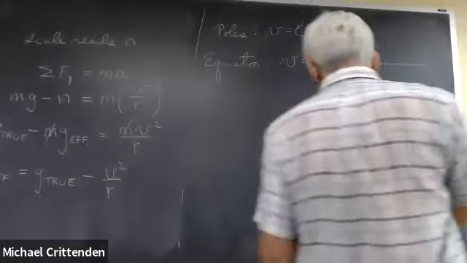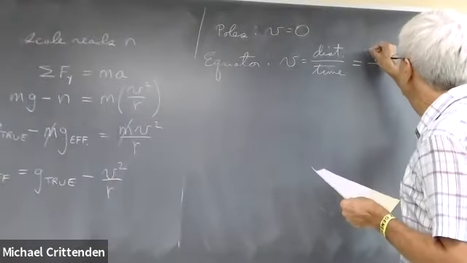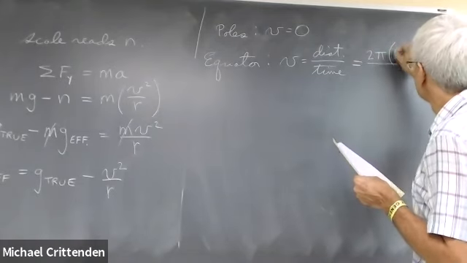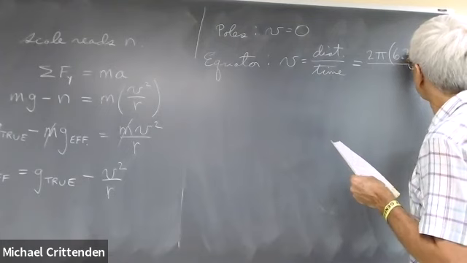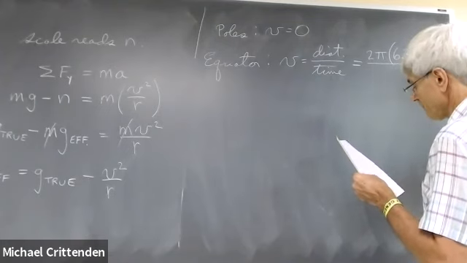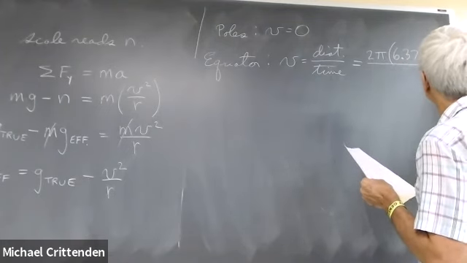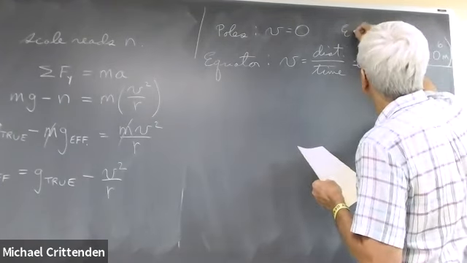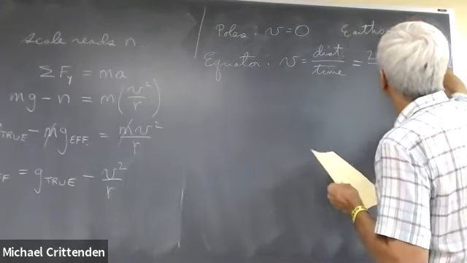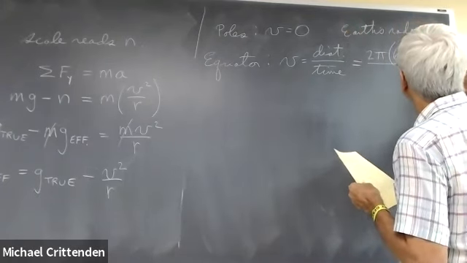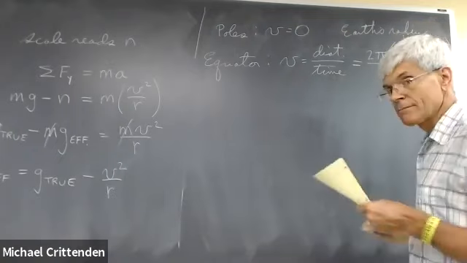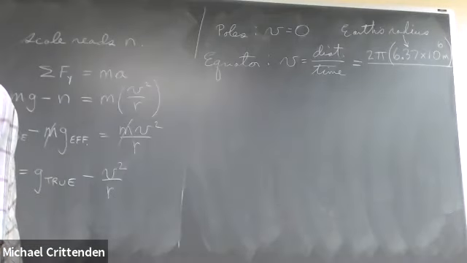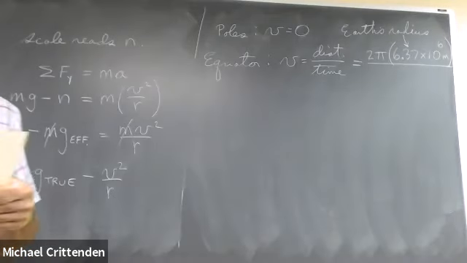But circumference is 2 pi r, and you can get the radius from there: 6.37 times 10 to the 6 meters. So that's Earth's radius, from where I just showed you.